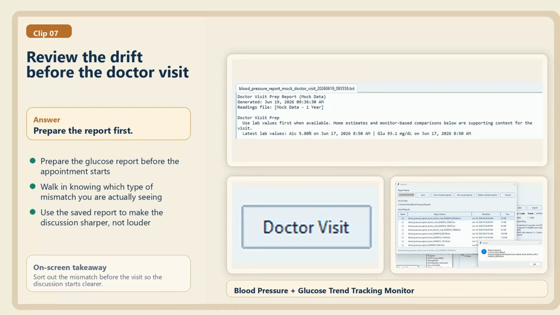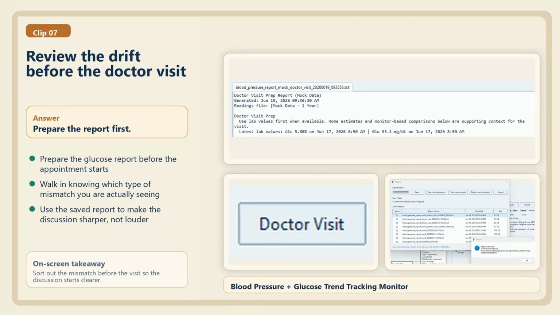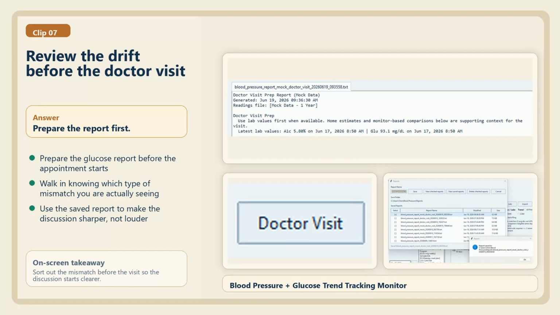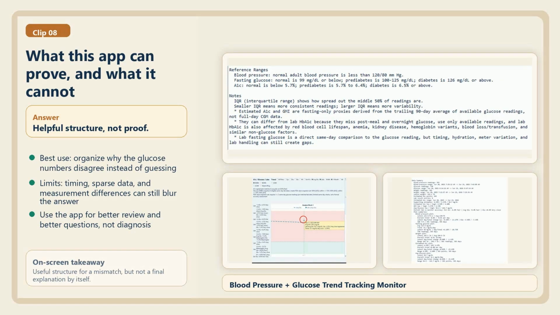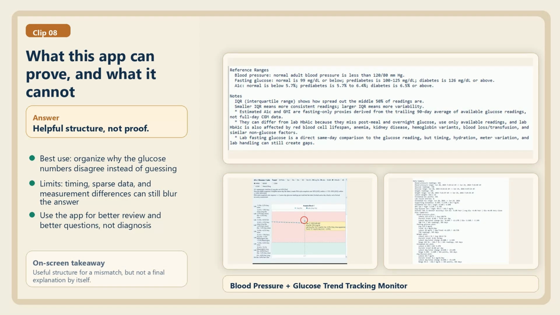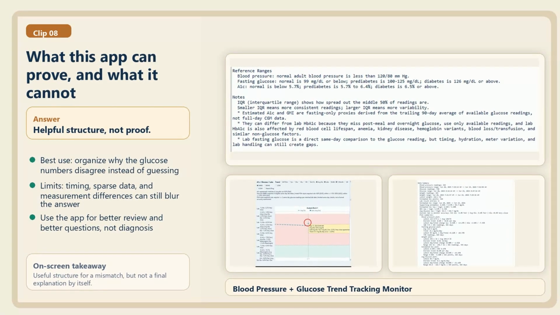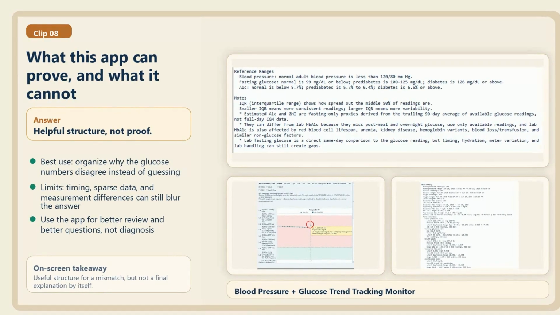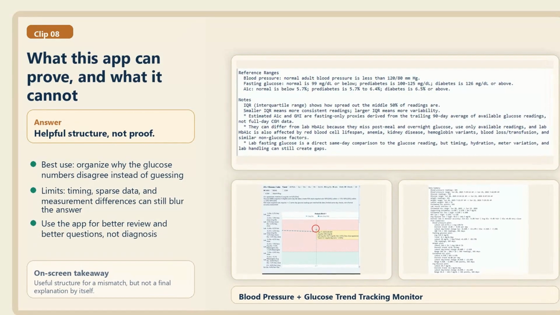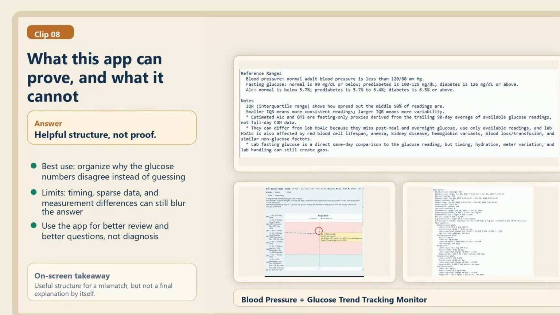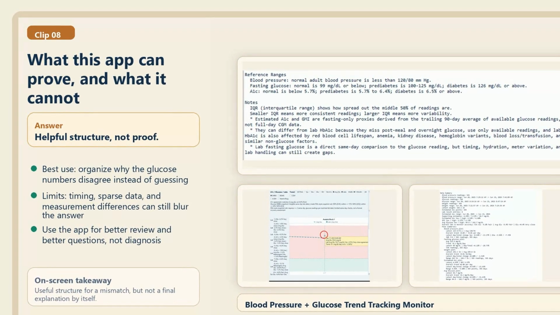What this app can prove, and what it cannot. The right conclusion is disciplined. This workflow can show you why a home reading, average glucose, estimated A1C, fasting lab glucose, and lab A1C may not line up perfectly in the same report. It cannot tell you which factor caused the mismatch with certainty, replace clinical judgment, or turn estimates into official lab values. Sparse data, inconsistent home timing, and limited post-meal coverage can all distort the picture. So the best use case is to organize the disagreement and ask better follow-up questions.